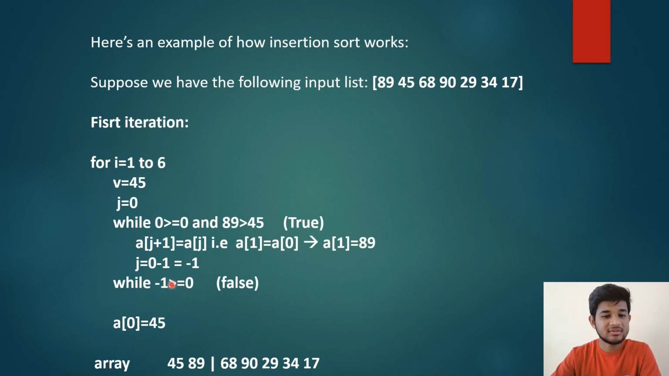Again, while j is greater than or equal to 0, that is minus 1 is greater than or equal to 0, it's false because it is less than 0. Therefore, it comes out of the loop and executes the code which is present outside of the loop. That is, A of j plus 1 equals v, where A of j plus 1 equals A of 0 equals 45, where j equals minus 1 and minus 1 plus 1 is equal to 0. Now the sorted array is 45, 89, 68, 90, 29, 34, 17, where 89 and 45 are exchanged.